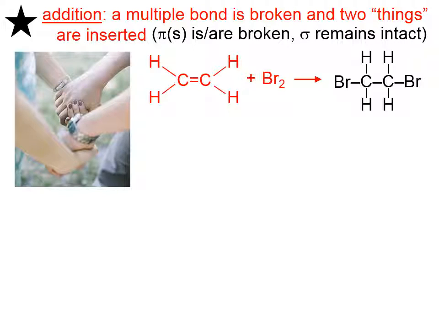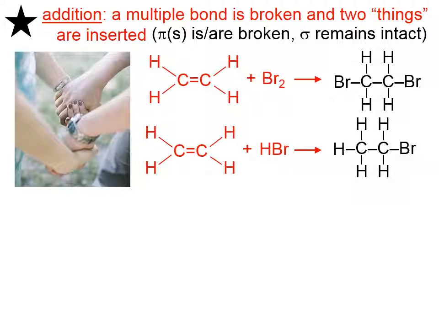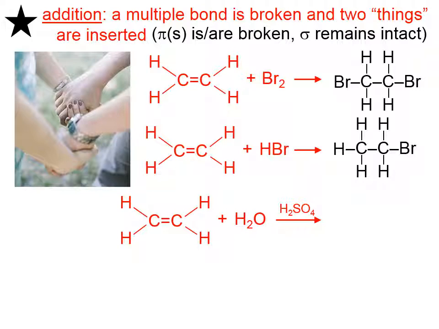So both of these bromine atoms in Br2 are going to be inserted into this molecule. Similarly, if we add HBr, the pi bond here will break, opening up two spaces for each of these atoms. So the hydrogen will attach to one of the carbons, the bromine will attach to the other. The same thing happens here. This time we're adding water, and that means that the OH will bond with one of the carbons and the H will bond with the other.